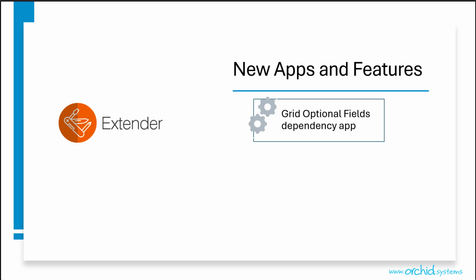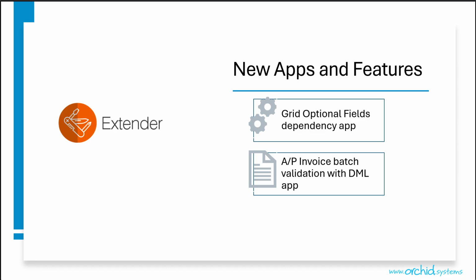We have just released a new version of the Grid Optional Fields app. You can now validate the optional fields combination entered on the grid. For example, on a sales order, if you select Region Australia, you can only select Australian projects. Or for an AP invoice, if you select Entity 1, you can only select projects for Entity 1.